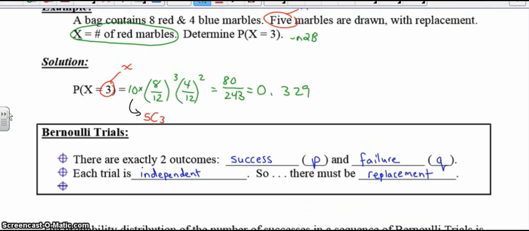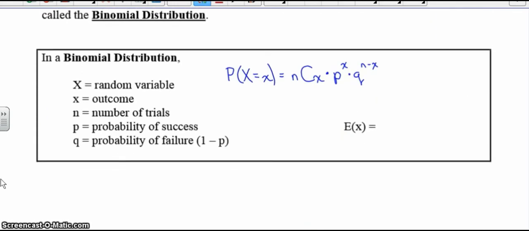So in this example, there were 5 trials because there were 5 marbles drawn. We're measuring 3 successes. This is the probability of a success, which is a red marble, and we wanted 3 of them. This is the probability of a failure, which is not being red, and there were 2 left over. This was the 5 minus 3. So that's where that formula comes from.